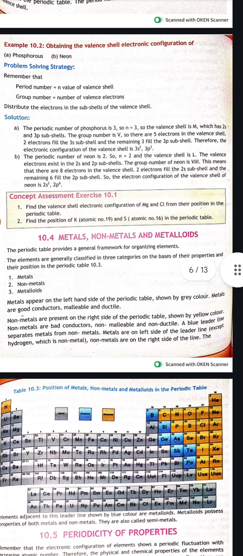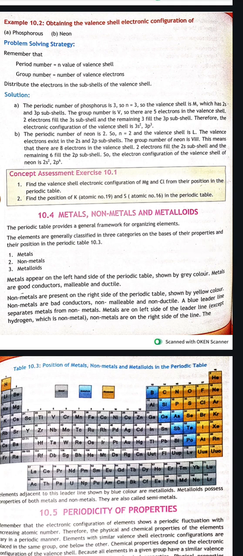Okay, now phosphorus and neon. The period number of phosphorus is 3. So the valence shell is M, which has 3s and 3p subshells. The group number is 5. So there are 5 electrons in the valence shell. 2 electrons fill the 3s subshell and the remaining 3 fill the 3p subshell. Therefore, the electronic configuration will be 3s2 and 3p3.